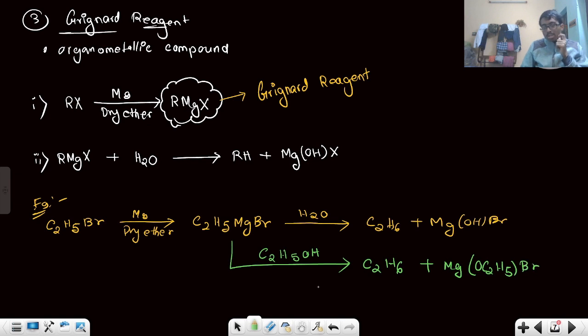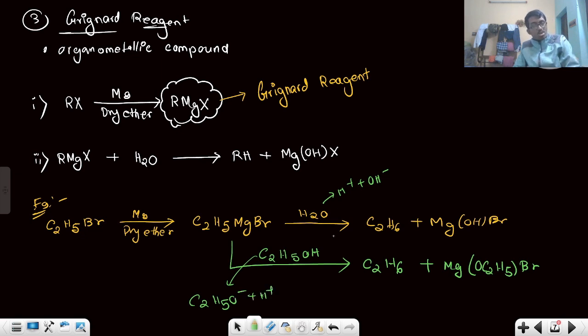OC2H5Br. Clear? Water dissociates as H plus and OH minus. So H plus is taken, OH minus is gone. C2H5OH dissociates as C2H5O minus plus H plus. So H plus is taken and water is gone.